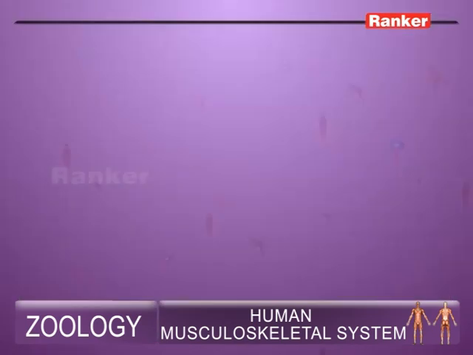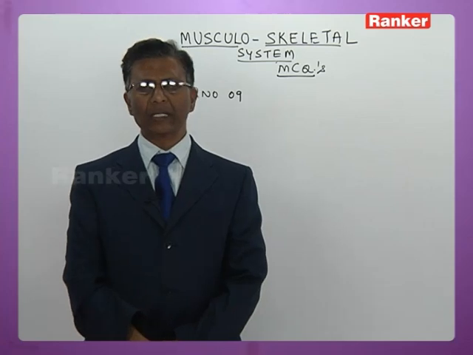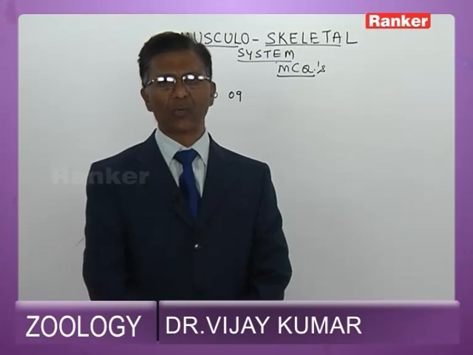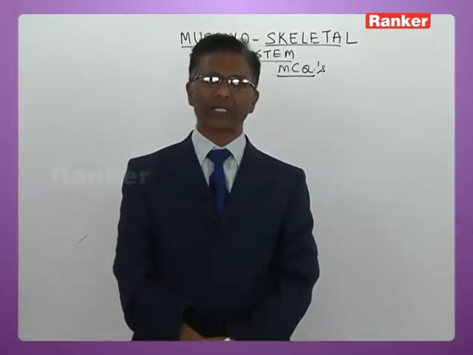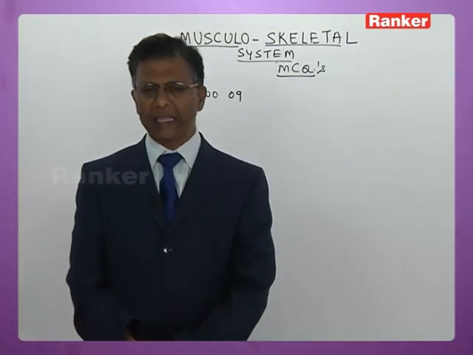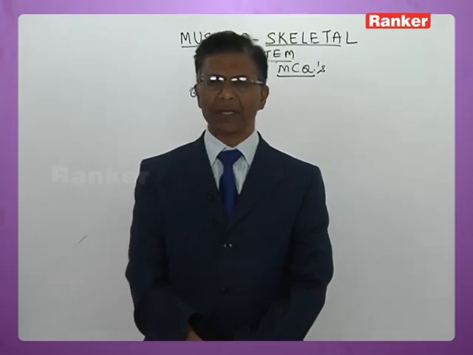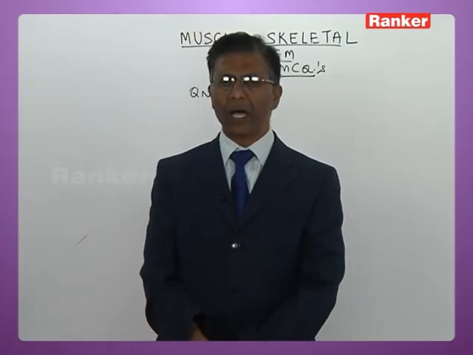Now 9th question is here. The false ribs are A 11th and 12th pair, B 8th to 12th pair, C 8th pair to 10th pair, D first 7 pairs. Dear students, ribs are of 3 types in human body. 1 to 7 pairs are true ribs, or sternovertebral ribs, where they arise from vertebral column and attach to sternum. 8th, 9th and 10th are false ribs because they are attached to the cartilage of 7th. They are also called vertebrochondral ribs, and 11th and 12th are floating ribs.